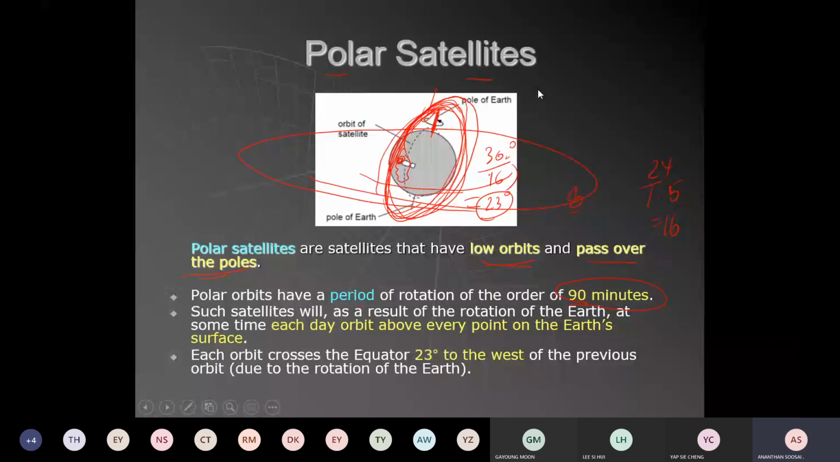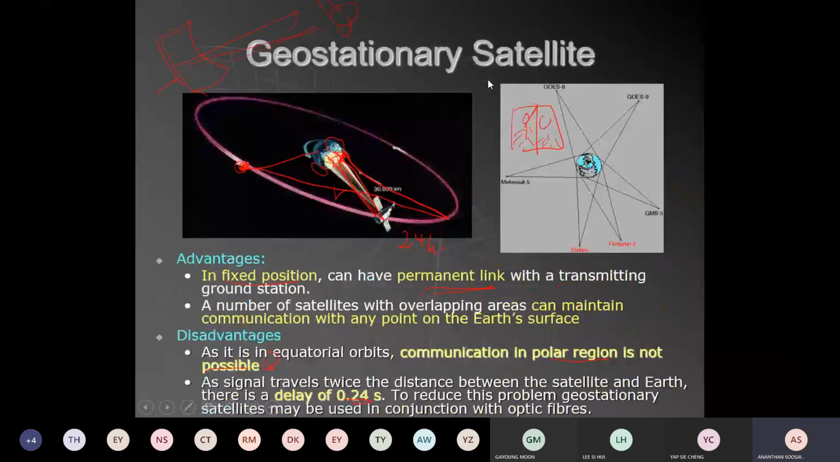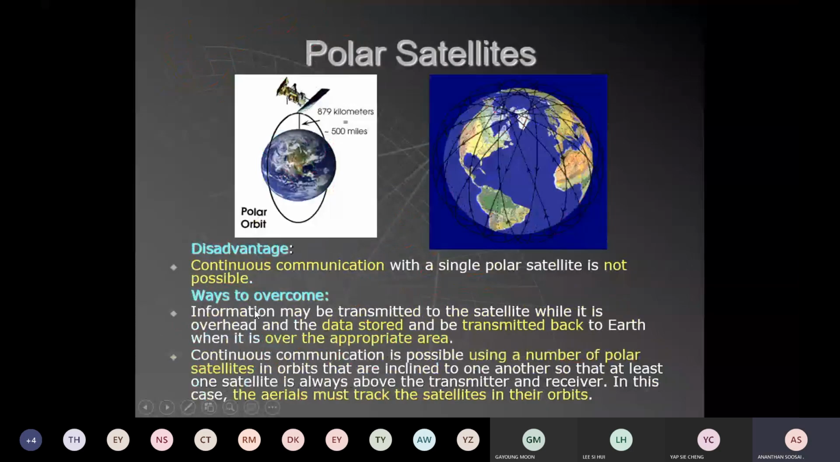Okay, so this is called polar orbit satellite. It is made just to overcome these two disadvantages of the geostationary. The advantage is it is close to the poles and it transmits the signal very fast. The delay is very small. But the polar orbit satellite is also not perfect. It has a disadvantage: continuous communication is not possible.